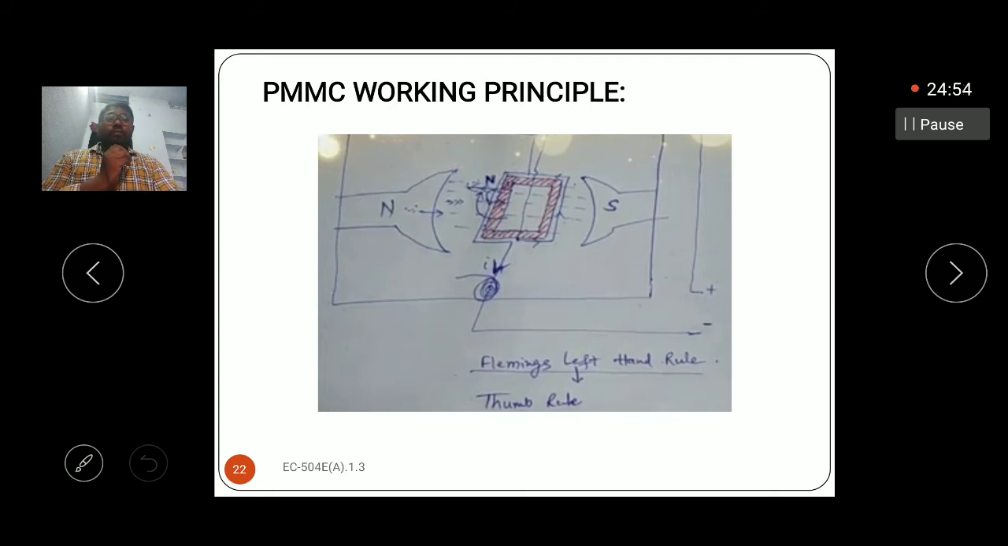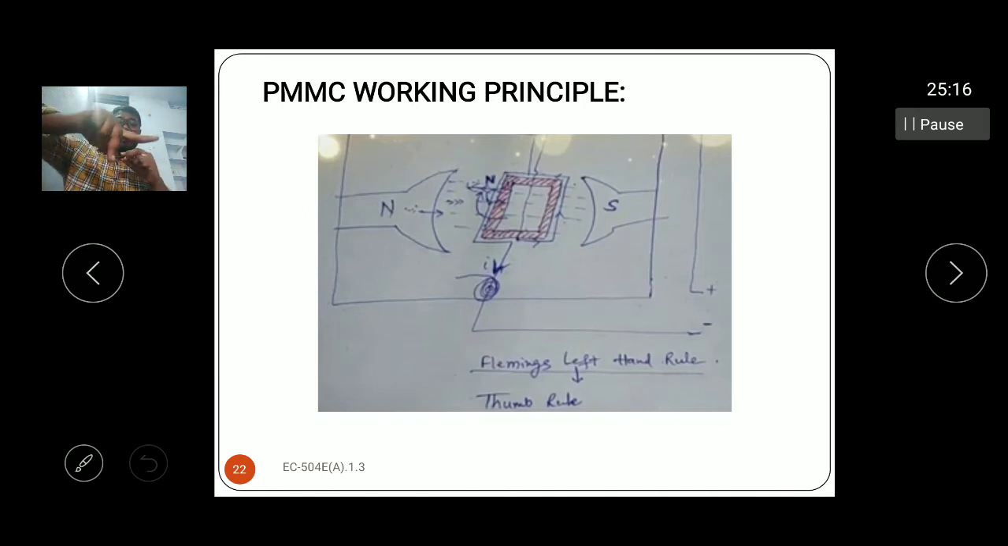Due to this force, the deflection will occur in the spindle, which is connected to the calibrated scale. That means the force is established based on the thumb rule. What we have to understand in the thumb rule, here I am going to explain.